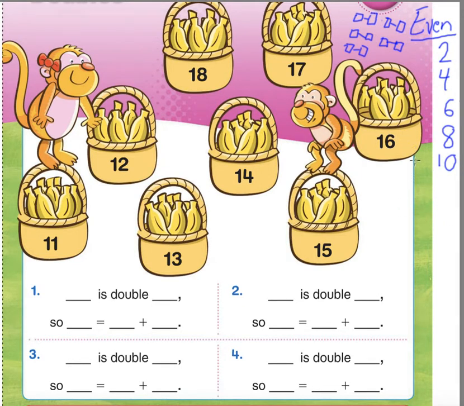So, if we have a doubles fact, it will always be an even number. Like 1 plus 1 is 2. 2 plus 2 is 4. 4 plus 4 is 8. 3 plus 3, that's 6. 5 plus 5 is 10. See how every time I add a number to itself, like 1 plus 1, it gives me an even number all the way down. It just keeps going. So that means every number we did not put up here is an odd number.